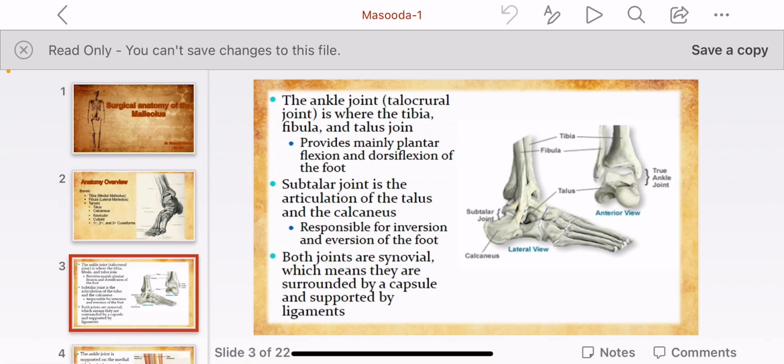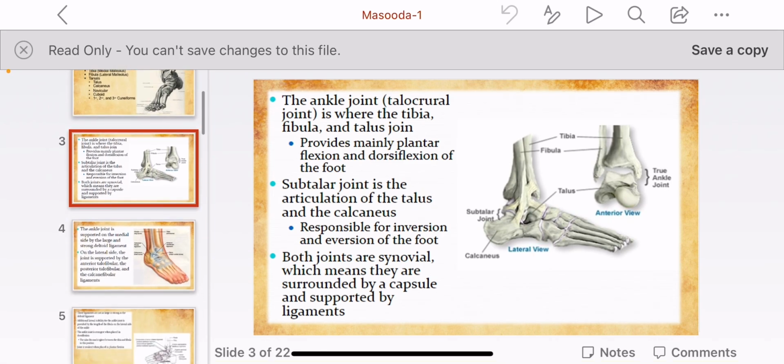The ankle joint is where the tibia, fibula, and talus join, providing mainly plantar flexion and dorsiflexion of the foot. Subtalar joint is the articulation of the talus and the calcaneus, responsible for inversion and eversion of the foot. Both joints are synovial, which means they are surrounded by a capsule and supported by ligaments.